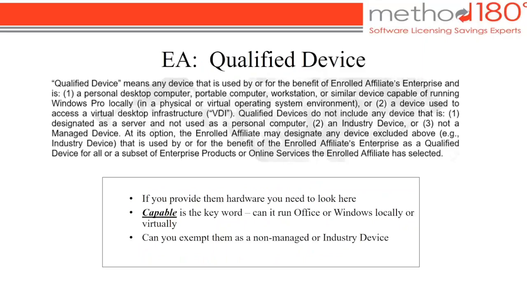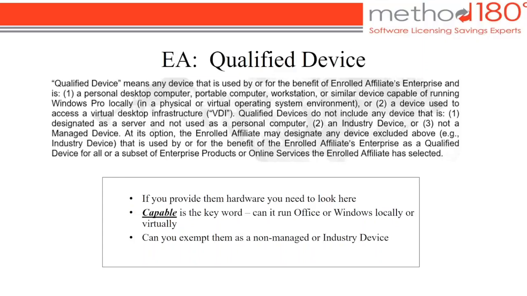So the next thing is that if they were using a qualified device. So what is a qualified device? This is a wordy one. I'm not going to read it word for word, but I'm going to go through a couple of the key concepts here. One of the key things is it says that a qualified device is any machine that is capable. Again, that word capable is key, that can run Office or Windows locally or virtually. So if they have a machine that can run Windows or Office, then it is considered a qualified device.